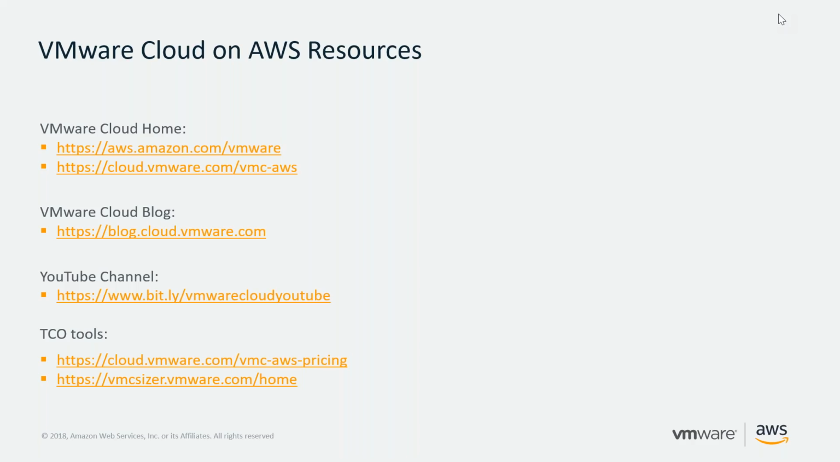And then also check out the TCO tools that are available to you. You can go to cloud.vmware.com/vmc-aws-pricing and also vmcsizer.vmware.com/home. So there are two different tools to think about. The first one that I mentioned goes through the pricing for you. It shows the pricing that's listed and the discount programs offered around it.